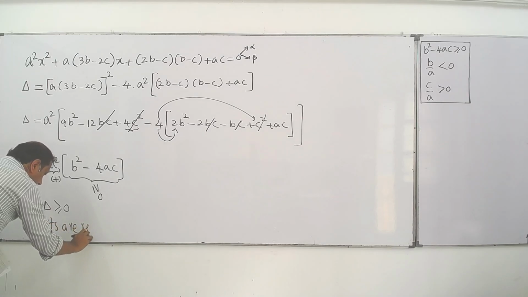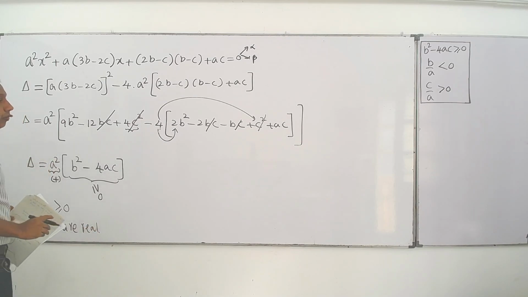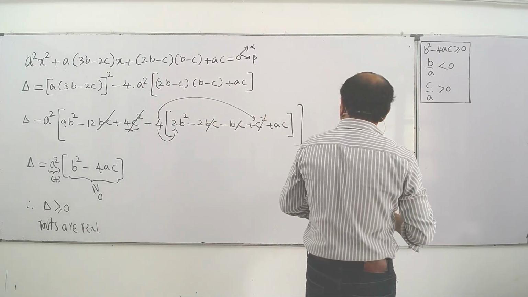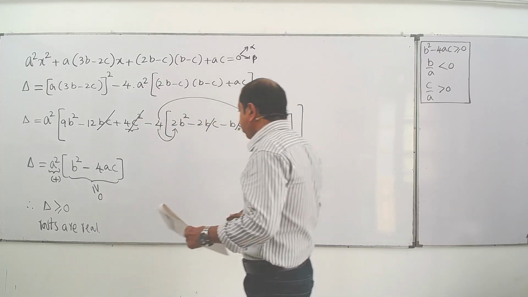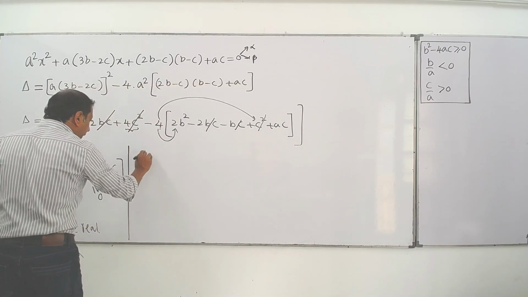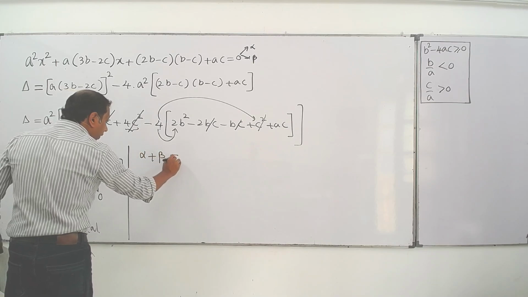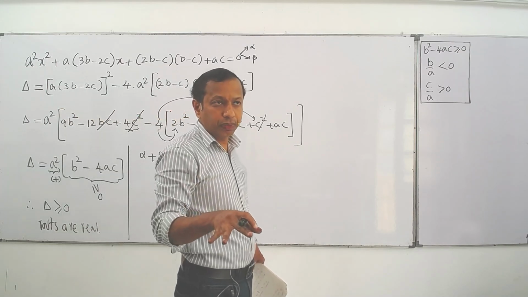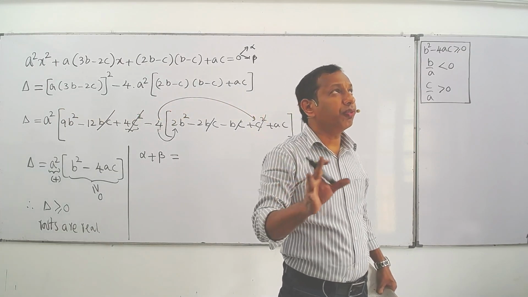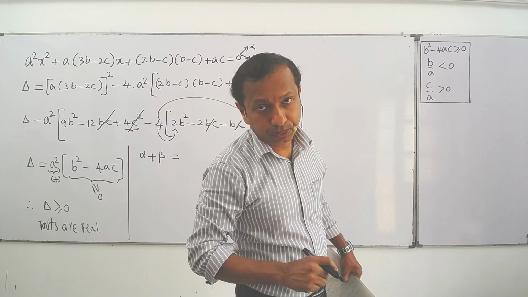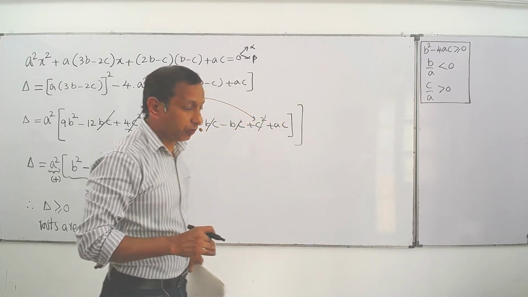Roots are real. Next one. We need to show the roots are positive. Roots are positive can be shown this way. I am going to write first alpha plus beta. To show both alpha and beta are positive, we have to first show alpha plus beta is positive, and secondly the alpha beta product is also positive. Then only do alpha and beta both become positive, right?